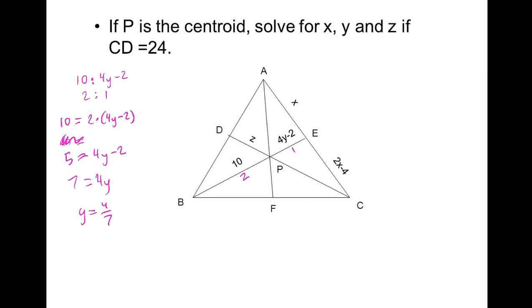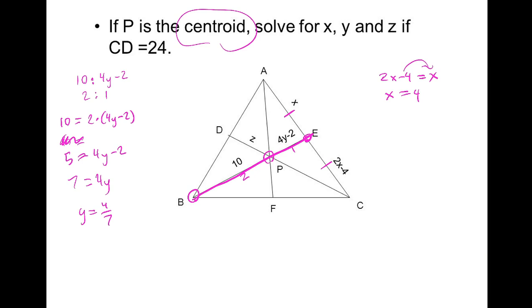Okay. Now let's see if we can find x. Well, look at this. This line here goes through this point and through this point. And so if it goes through this point and this point, then it's called the median. That's what makes the centroid, is all the medians. And so that means that this is the midpoint, right? The medians that create the centroid just connect the vertex to the midpoint. And so we know that 2x minus 4 equals x. And so when we subtract x, we get 1x over here. We add the 4, we get x equals 4.